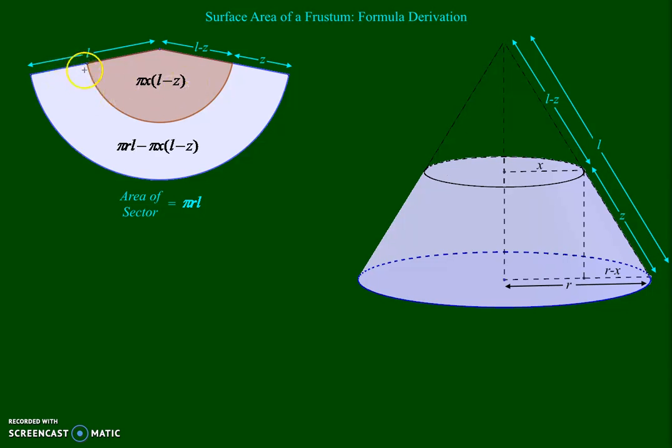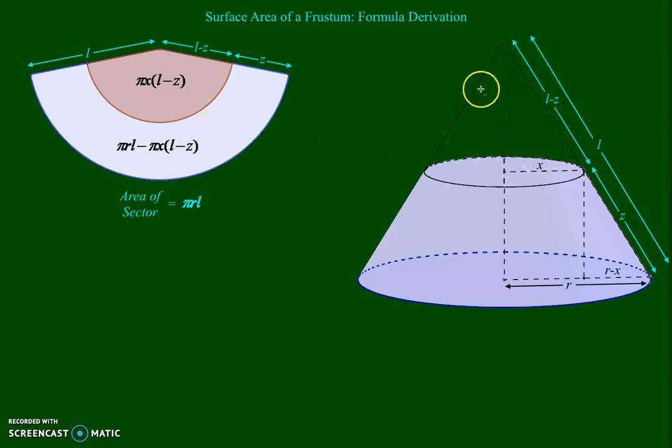Therefore, the lateral area of the frustum, here, this lighter colored area, is the lateral area of the entire cone, this whole cone here, which is pi RL, minus the lateral area of the top cone, pi x times L minus Z. And that's going to form the basis for our formula.